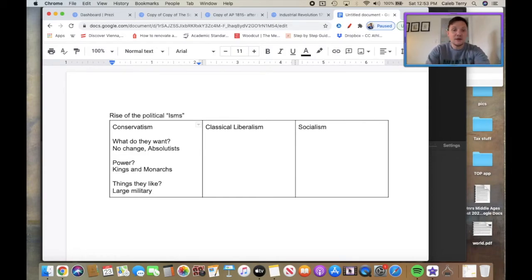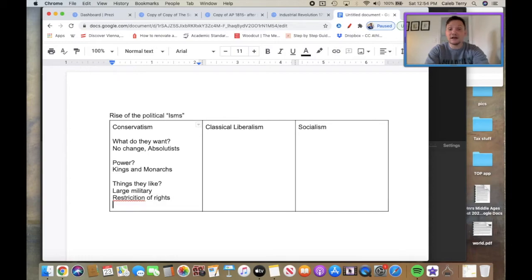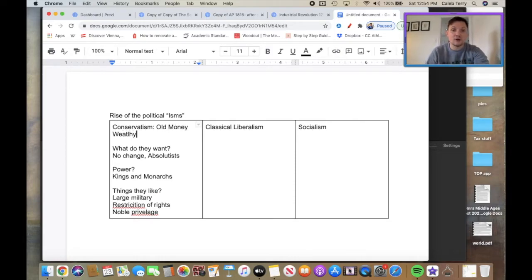Things conservatives like are large militaries that are used for suppressing revolutions whenever they're necessary. They also like the restriction of rights, right? And they also like noble privilege. Okay, so they like the idea of feudalism, its old vestiges, its old ideas and stuff like that. Now, other little important thing that we should probably put up here is who they are, right? They are the old money wealthy, all right? So they are the former robe nobles, sword nobles, nobles. That's the conservatives at this time period, right?